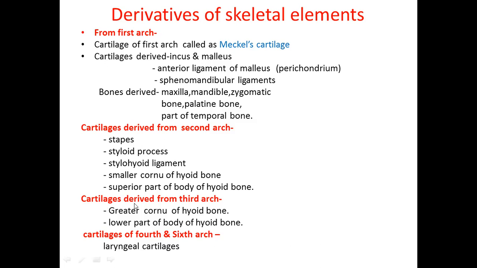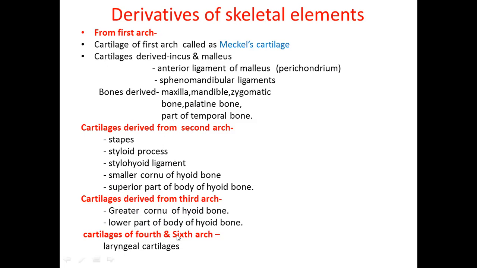Coming to the cartilages derived from the third arch, they are the greater cornu of the hyoid bone, then the lower part of the body of the hyoid bone. So we can see that the hyoid bone mostly develops from the second and third pharyngeal arches: the smaller cornu from the second arch and the greater cornu from the third arch, and the upper and lower parts of the body of the hyoid bone from the second and third arches.